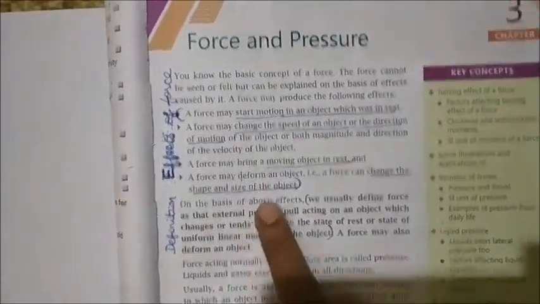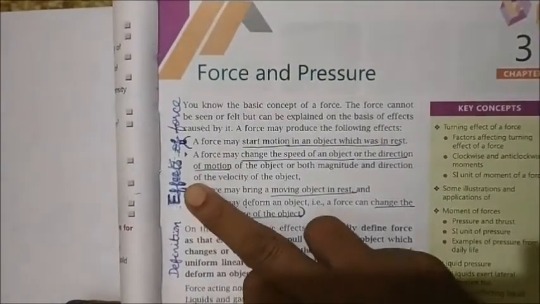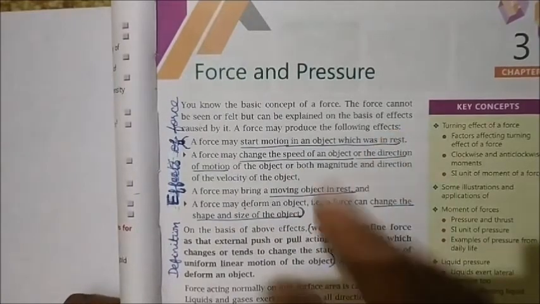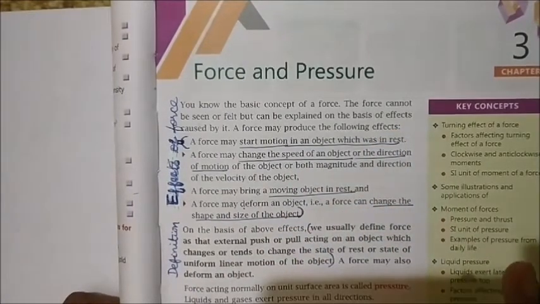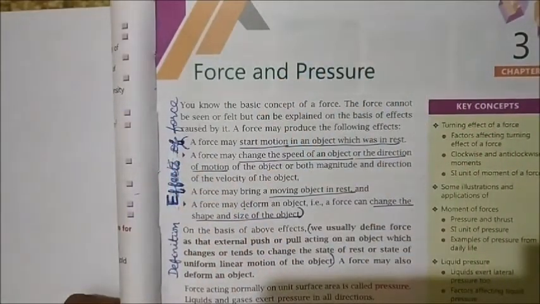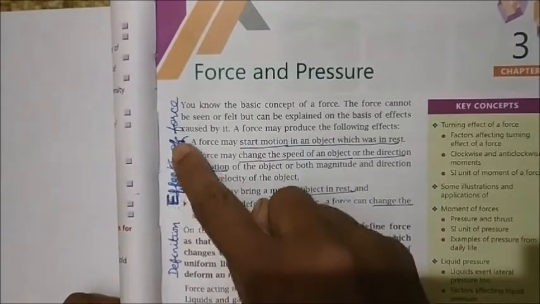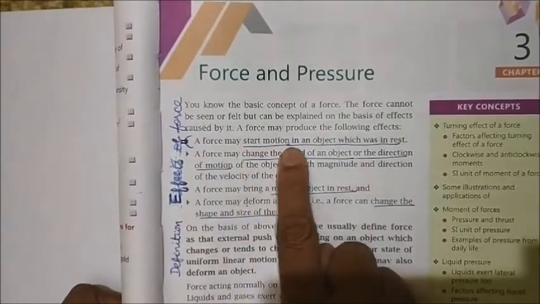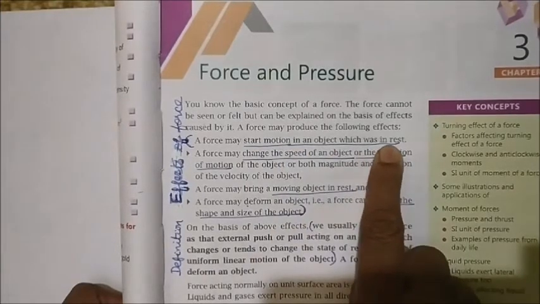Before going into the definition, first of all, effects of force. Okay, what a force can do. When you apply force on anything, 4 things can happen. Okay, 4 things can happen. We are going to see those are called effects of force. Okay, first one, a force may start motion in a body which was at rest.